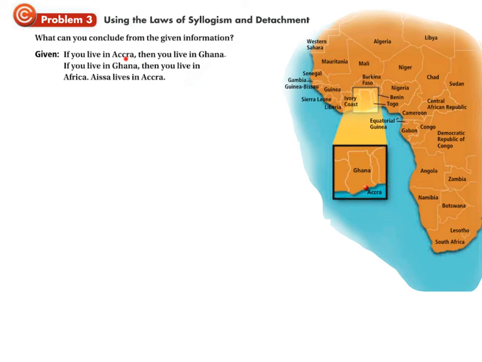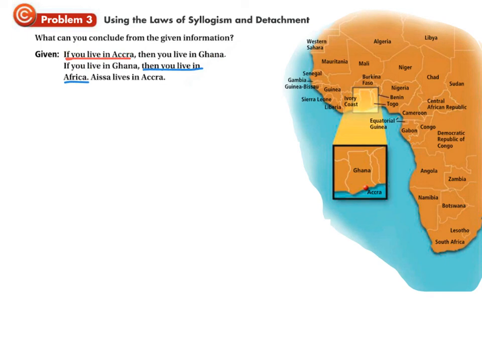Well, if you live in Accra, then you live in Ghana. That's the conclusion of this one. And if you live in Ghana, that's the hypothesis of the next one, then you live in Africa. So we can then leap to, if you live in Accra, then you live in Africa. That together is the new combined conditional statement from using the law of syllogism.